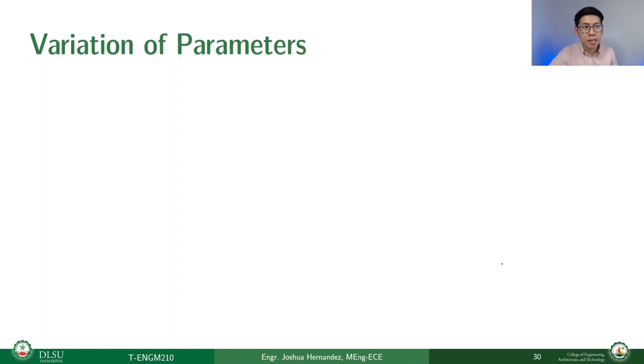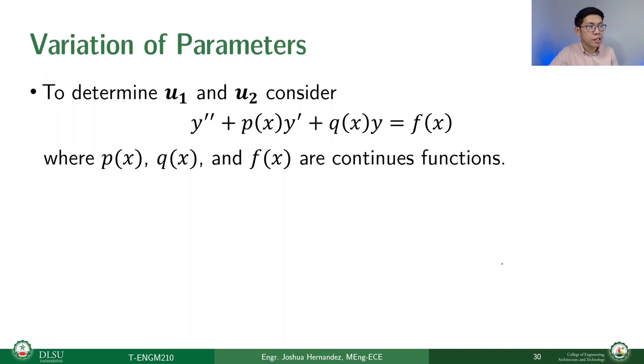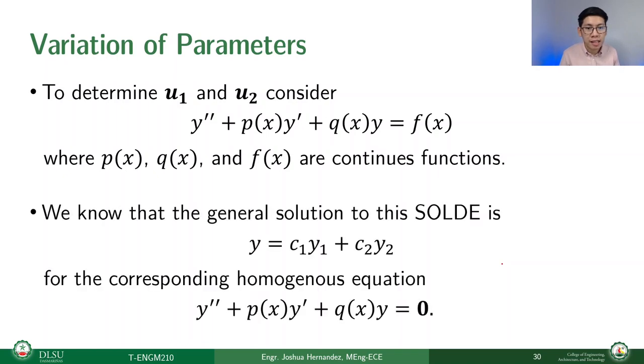Now, to determine u_1 and u_2, we must consider our standard form of our second order linear differential equation as a start, as a launching pad. So let's consider y double prime plus p of x y prime plus q of x y equals f of x, where of course p of x, q of x, and f of x are continuous functions. Now, we already know that the general solution of a second order linear differential equation is y equals c_1 y_1 plus c_2 y_2 by the principle of superposition. And this is true for the corresponding homogeneous equation, wherein in our standard form, the f of x is equal to 0, the right-hand side of the equation. So, do take note of this standard form because we will be assuming here that the coefficient of y double prime is 1.